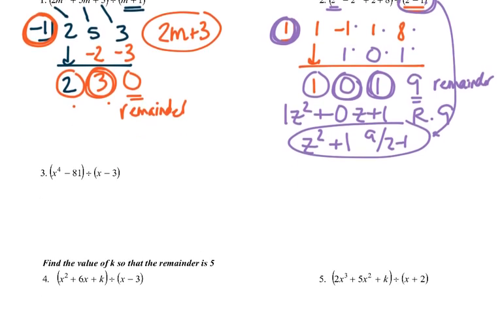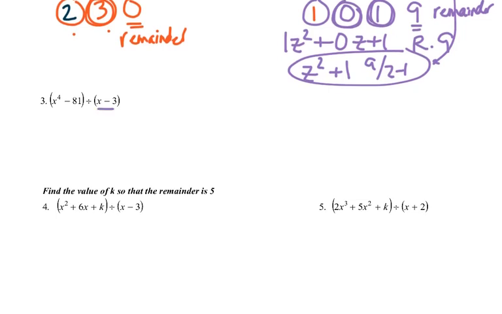And onwards we go. So here in number 3, the opposite of the number here is 3. Now watch what's going to happen when I line up my coefficients. 1x to the 4th, 0x cubed, 0x squared, 0x, negative 81. Drop the first number down. Why did I have to add the zeros, right? The zeros are our placeholders.